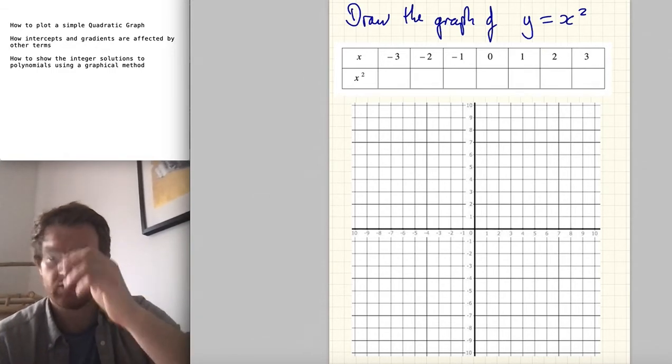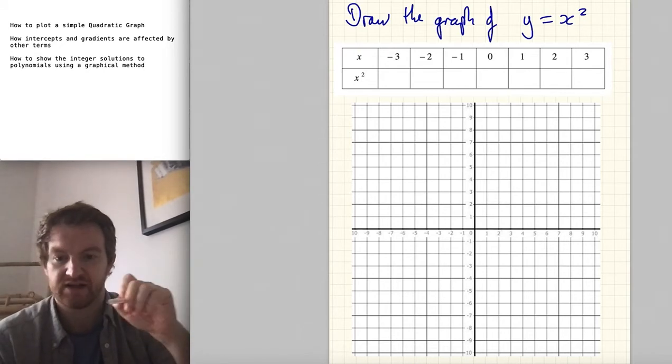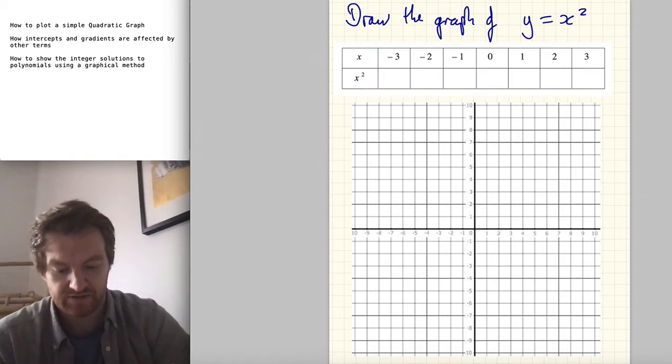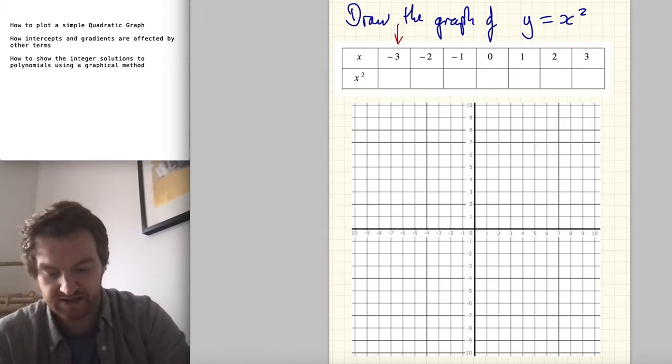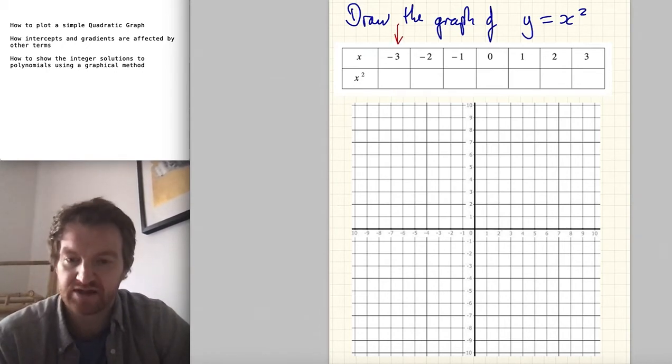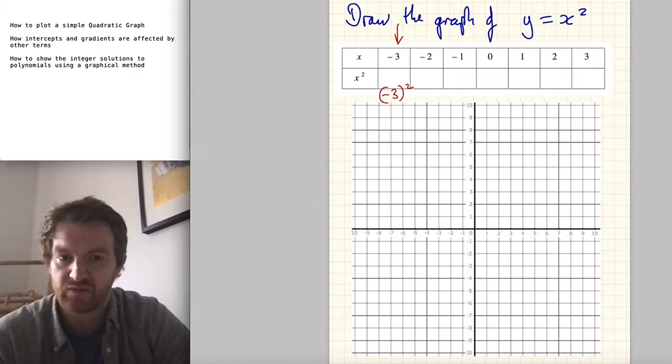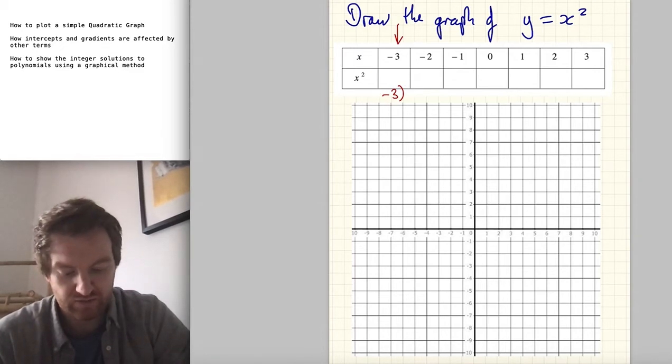I chose a progression, so I've got a bit on the negative side and a bit on the positive, and it's going to cross the y-axis. So if we start off here, obviously we can see that it says (-3) squared. Just remember this means (-3) squared. If you type this into the calculator, you have to put it in brackets. If you don't, what your calculator will do is it will do 3 squared, which is 9, and make it negative. So don't do that.